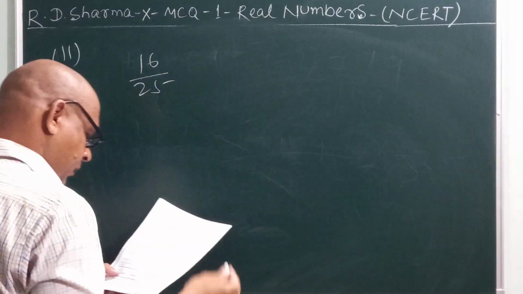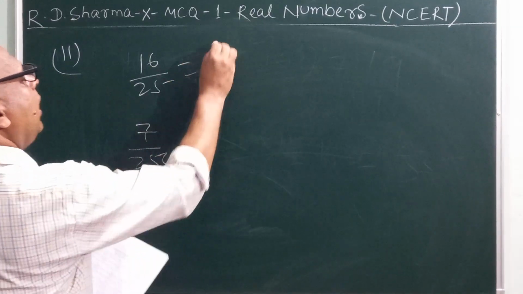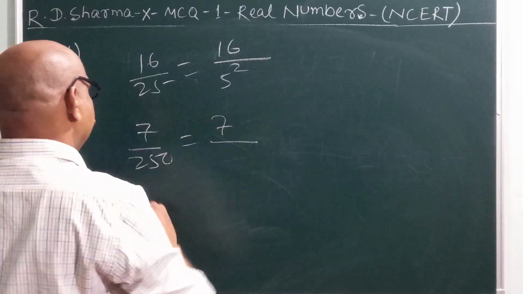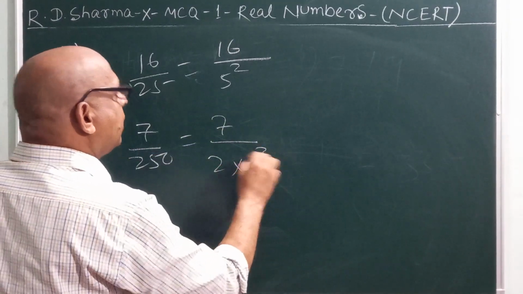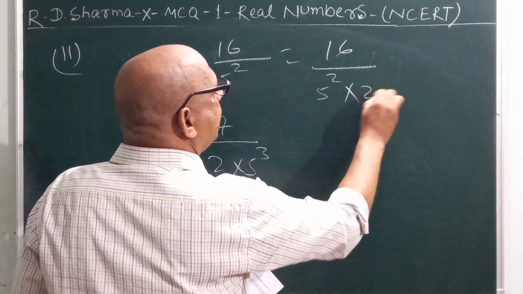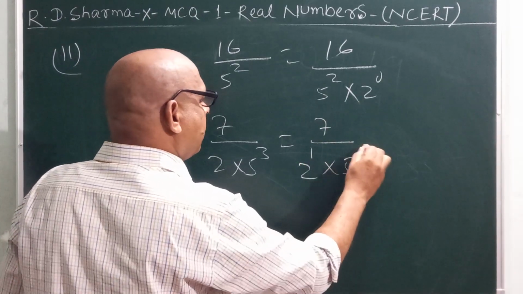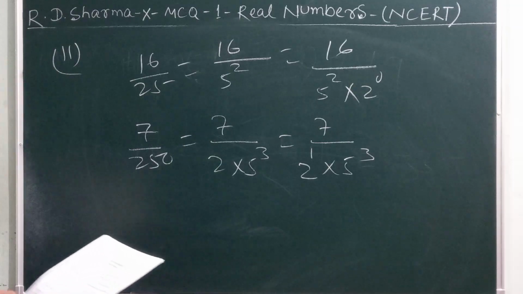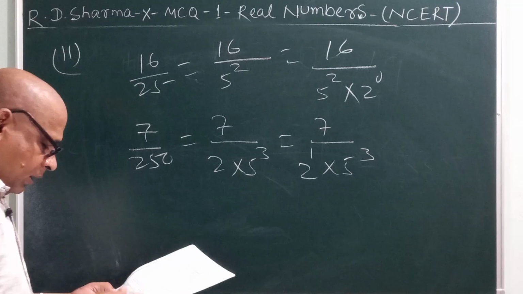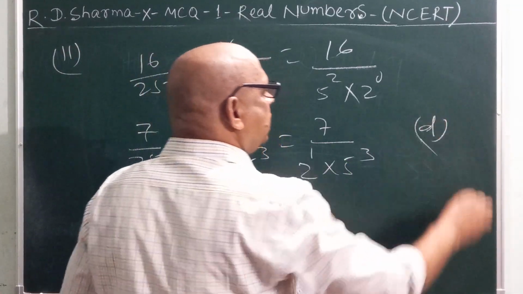16 by 25, 7 by 250. 7 by 250 equals 7 by 2 into 5 cube, and 16 by 25 equals 16 by 5 square, which is 5 square into 2 to the power 0. 7 by 2 to the power 1 into 5 cube. Clear? So the answer is 16 by 25 and 7 by 250. The terminating decimal answer is D.